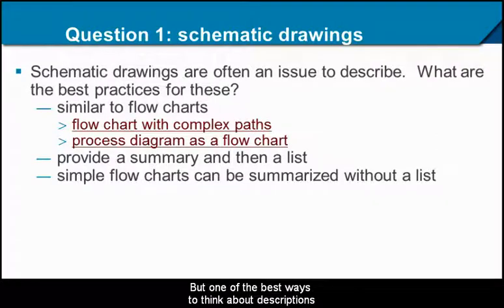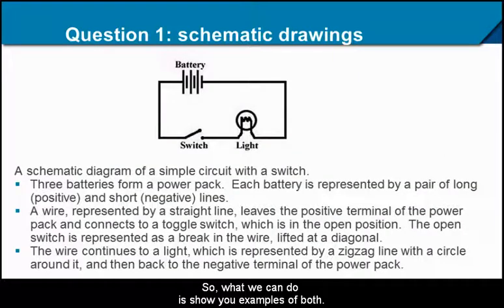But one of the best ways to think about descriptions for schematic diagrams is to provide a brief summary, and then you can usually break a schematic down into a list, an ordered list or an unordered list as it's applicable. Some types of schematics, if they're simple enough, can be just summarized in a brief paragraph, maybe two, without resorting to a list. So what we can do is show you examples of both.